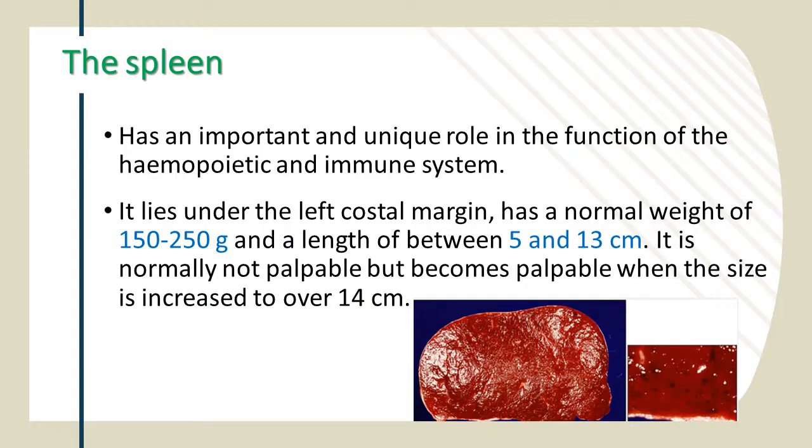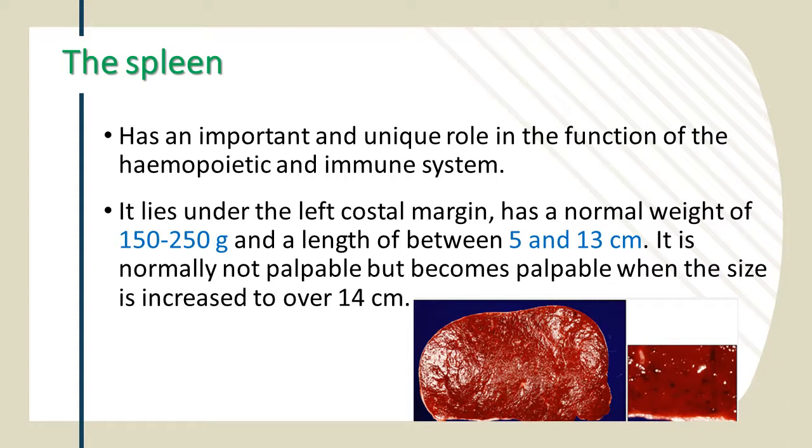The spleen has an important and unique role in the function of the hemopoietic and immune system. So when we are talking about the function of the spleen, we should know that the spleen is the largest filter of the blood in the body, and several of its functions are derived from this.